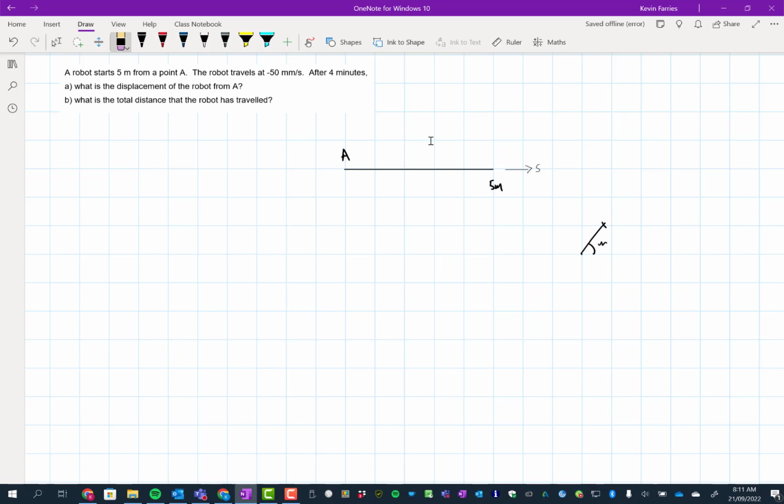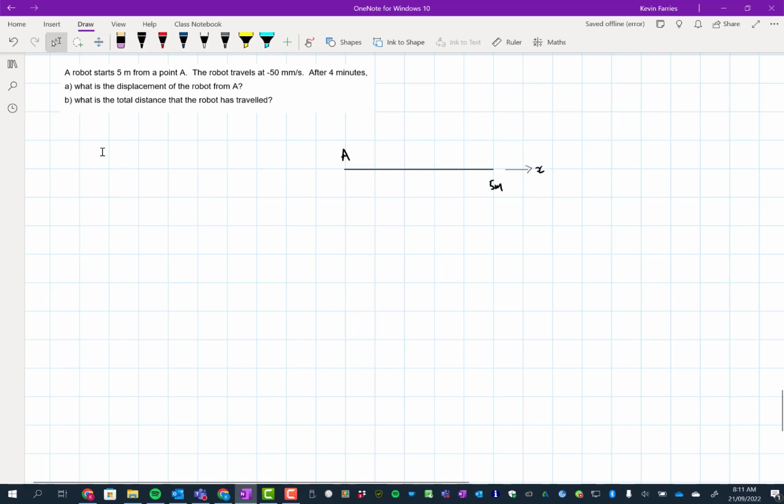But in this case, where we've only got travel along a line, then we can only have travel in two directions. And usually when you've got a situation like that, you'll just deal with that using positives and negatives. And so in this case, we've got a robot that starts 5 meters from a point A. So we're defining a position. We could call this X. We could call it displacement, and the usual symbol for displacement is an S. But let's just call this X.